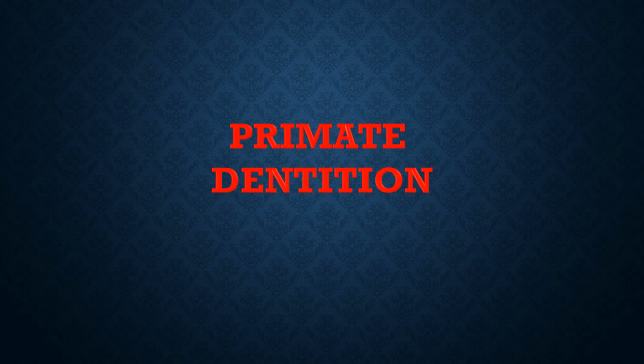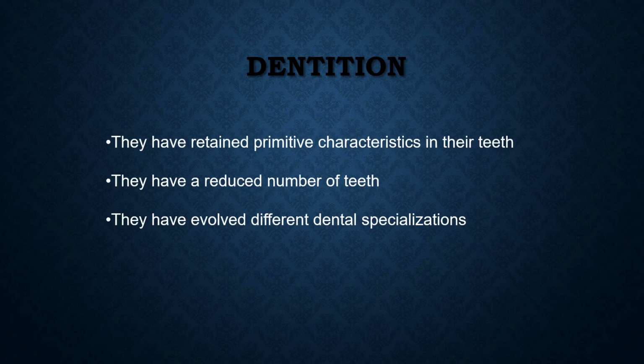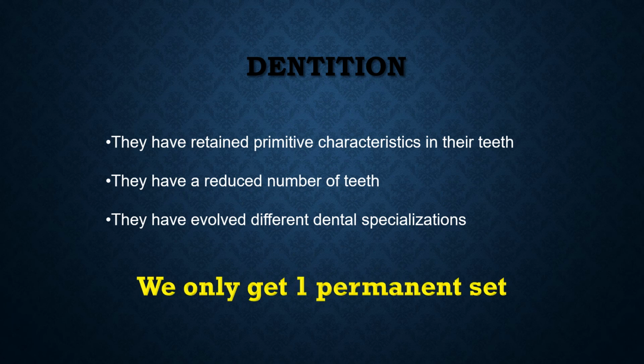So let's take a look at primate dentition, right? This is talking about primate teeth. What makes our teeth different from other mammals? In terms of primate dentition, we have retained primitive characteristics in our teeth. We have a reduced number of teeth compared to other mammals, and we have evolved different dental specializations based on diet. We only get one permanent set of teeth, and that's kind of unique too. In some mammal species, they actually get more than one set of teeth. And in some mammal species, like anteaters, for example, they actually grow teeth continually throughout their lives. They grind the teeth down, and then more teeth grow out, right? The same thing with rodents.